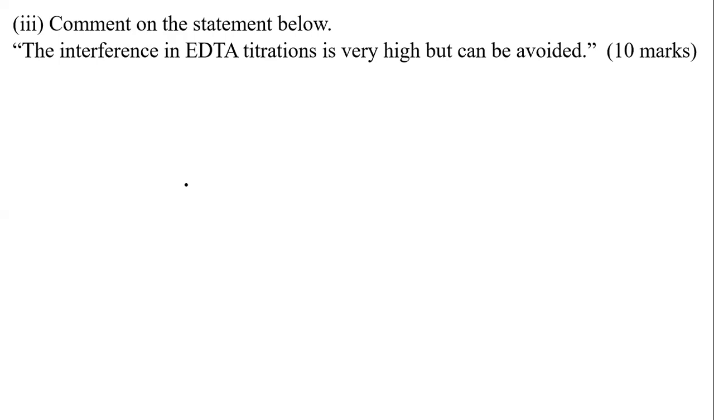So the alpha value gives you an idea about the amount of side reaction taking place. For the calculation of the conditional formation constant, there's a formula with alpha. If the conditional formation constant is high, it's good. Wherever possible, you have to calculate the conditional formation constant.